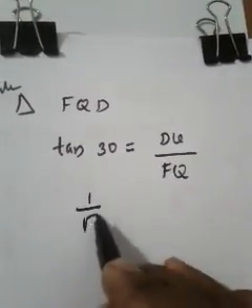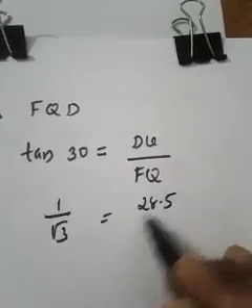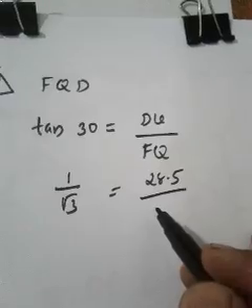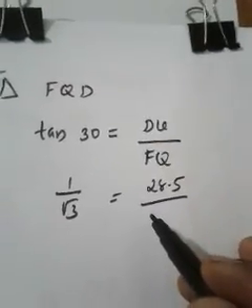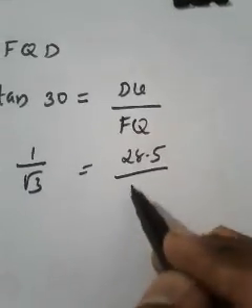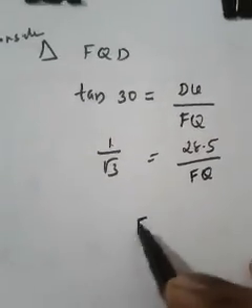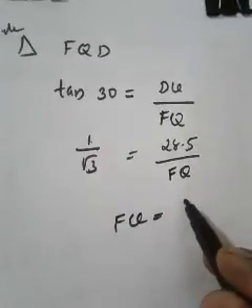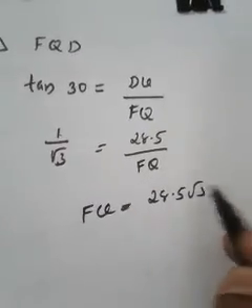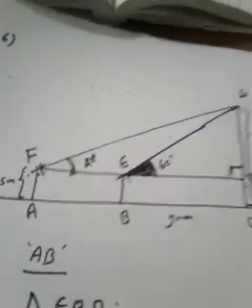Tan 30 value is 1 by root 3, which is equal to DQ by FQ. We know DQ is 28.5 from the previous triangle. When you cross multiply, 1 into FQ is FQ, and root 3 into 28.5 is 28.5 root 3. Let it be the second equation. Okay, and now it is time to calculate.